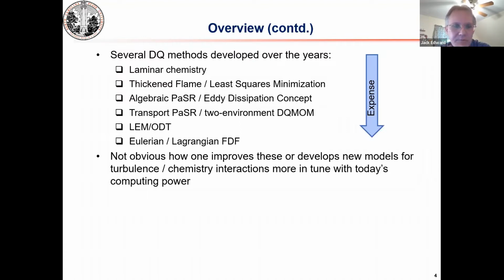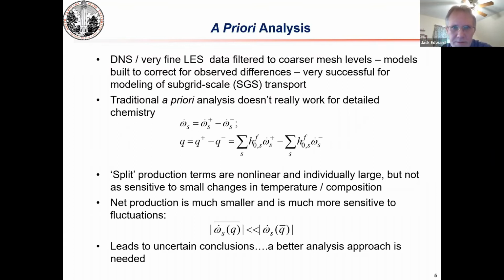A lot of these models were developed over generations in which the computing power was not what we have today, and a lot of things are modeled that maybe now don't have to be modeled. So it's not clear how you really develop new models or improve the ones we currently have to take advantage of this. So that's where MRA comes in. But I'll talk briefly about the challenges.